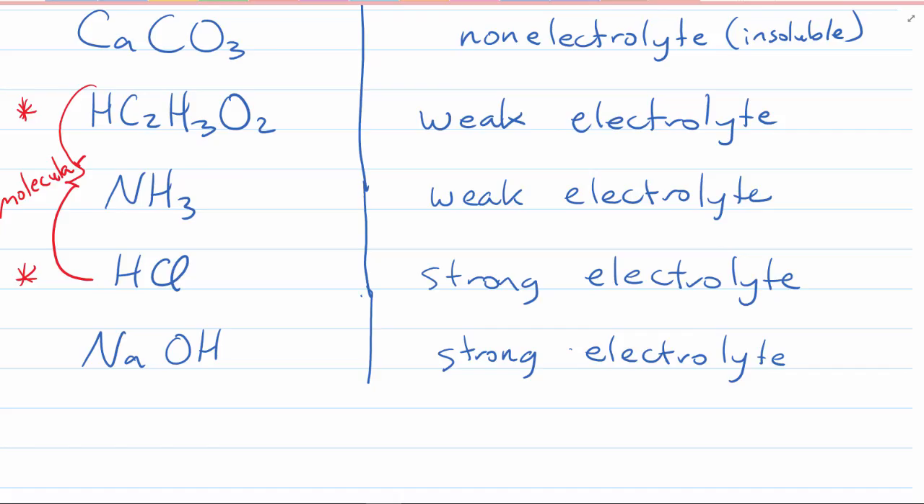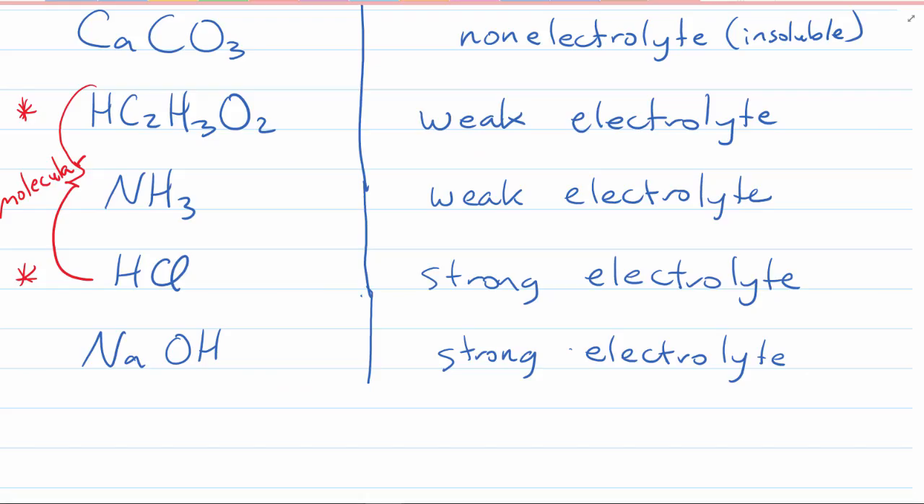And so here's the thought we're going to end with here today. You've probably heard the terms strong acid, weak acid, strong base and weak base before. Here's where those terms come from. If we have an acid that is a strong electrolyte, we call that a strong acid. If we have an acid that is a weak electrolyte, we call it a weak acid. If we have a base that's a strong electrolyte, we call it a strong base. And if we have a base that's a weak electrolyte, we call it a weak base.